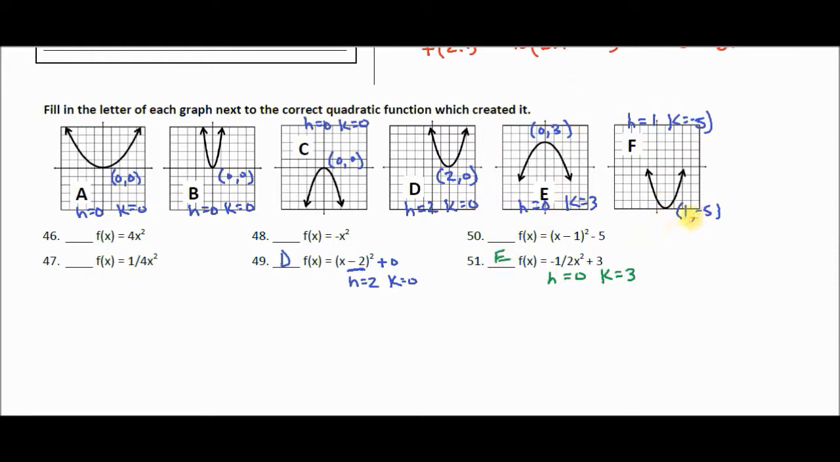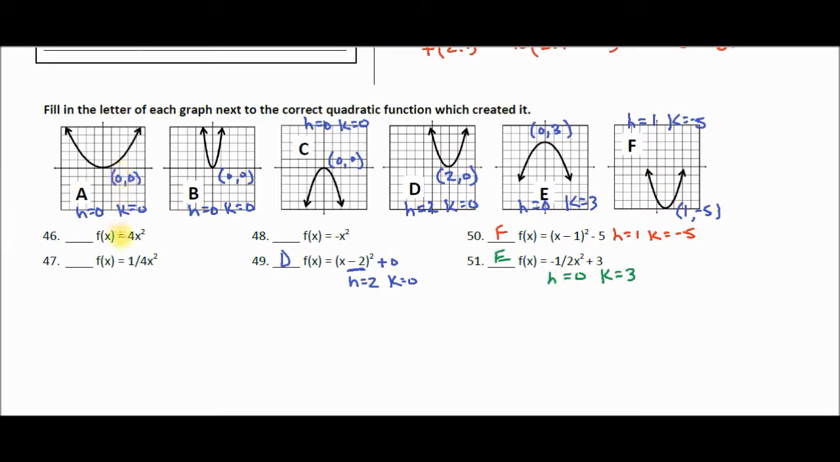Take a look at F. We've got an H of 1 and a K of negative 5. Not sure why I put this parenthesis here. Let's get rid of it. Let's take a look at our equations. Here's the only one, class, right here for number 50. We've got an H value equal to positive 1 and a K value equal to negative 5. So 50 must be F. So we're done with the D, E, and F.